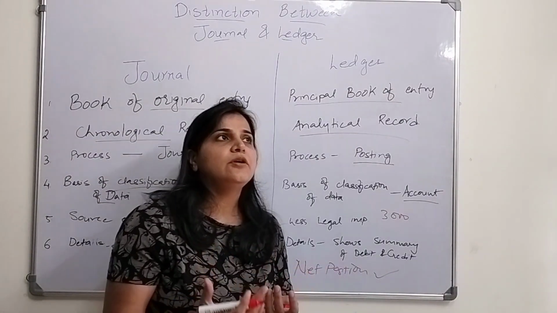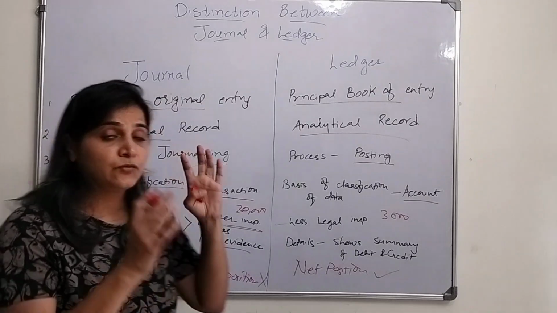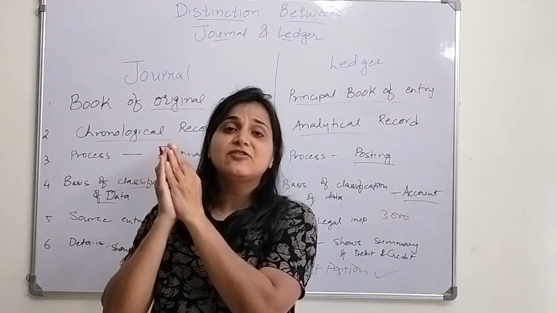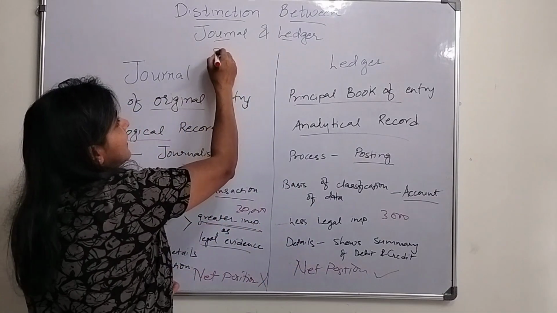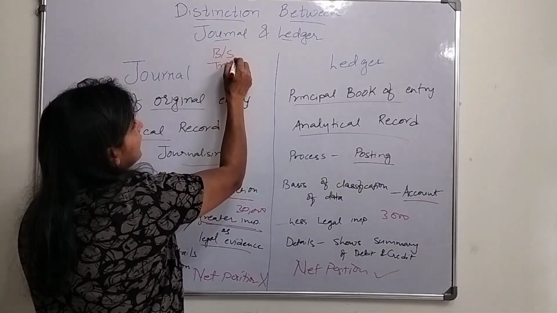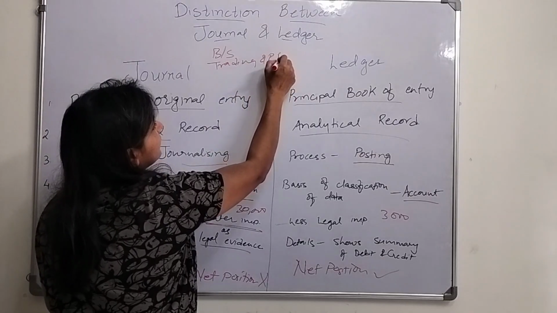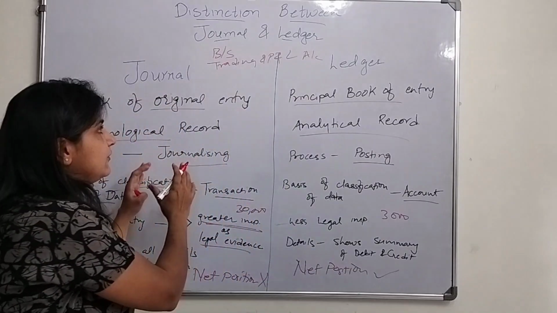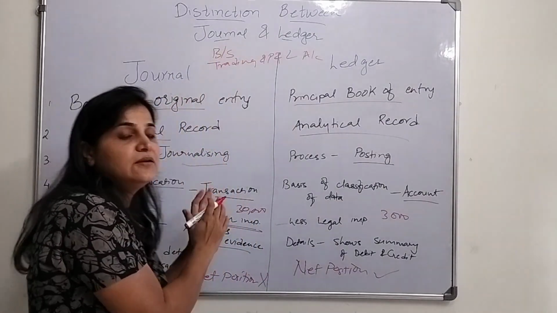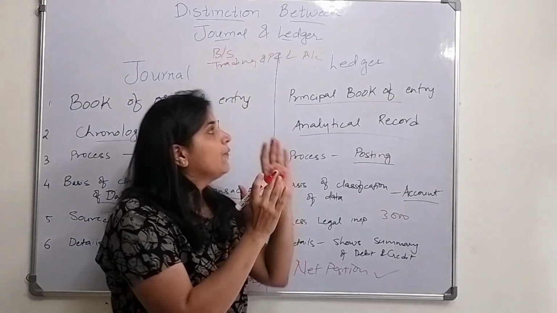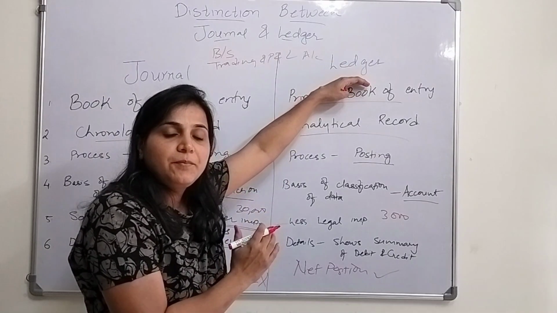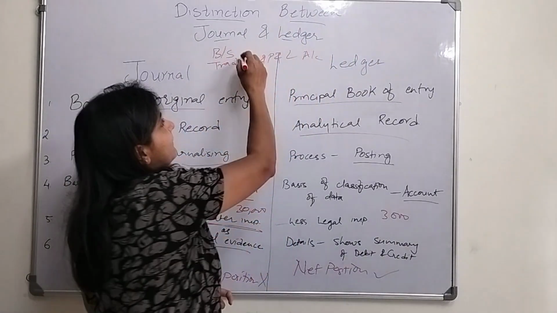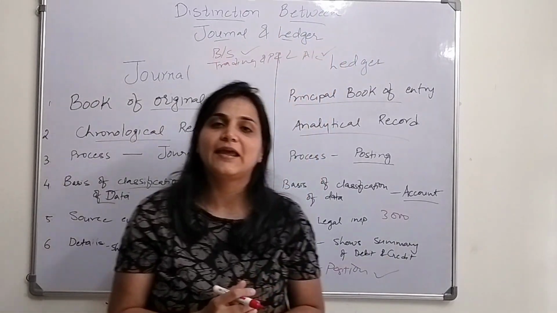There is one more difference. When I have to prepare my financial statements, that is the balance sheet, trading and profit and loss account, I can't prepare the financial statements directly based on the journal. Whereas if I have prepared the ledger of those particular accounts, I can easily post them in the balance sheet and trading and profit and loss account.